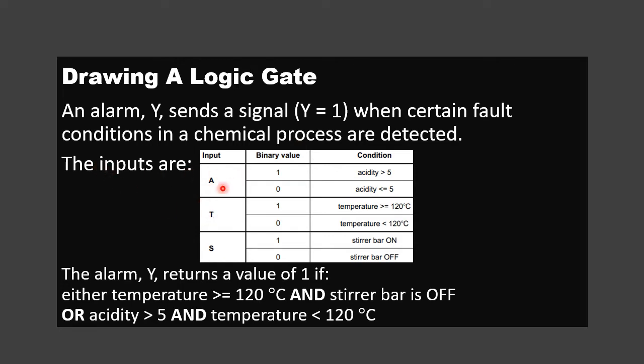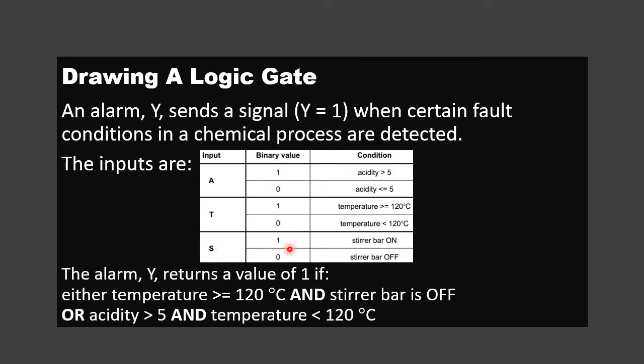The inputs are A, T, and S. It's under the input column, and they take binary values of ones and zeros, and the condition is given in the third column. Now, A is acidity. If acidity is greater than 5, you get A equal 1. If acidity is less than or equal to 5, you get A equals 0. The next condition is for T. T is the temperature. If the temperature is greater than or equal to 120 degrees Celsius, you get T equal 1. And if the temperature is less than 120 degrees Celsius, you get T equals 0.